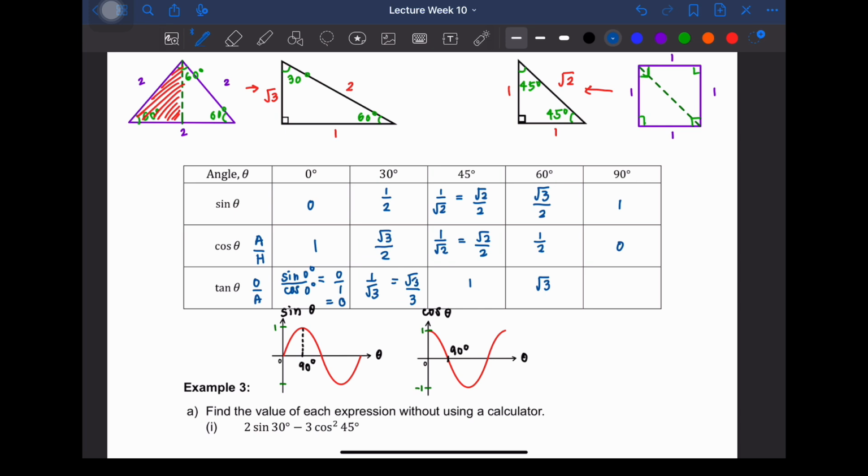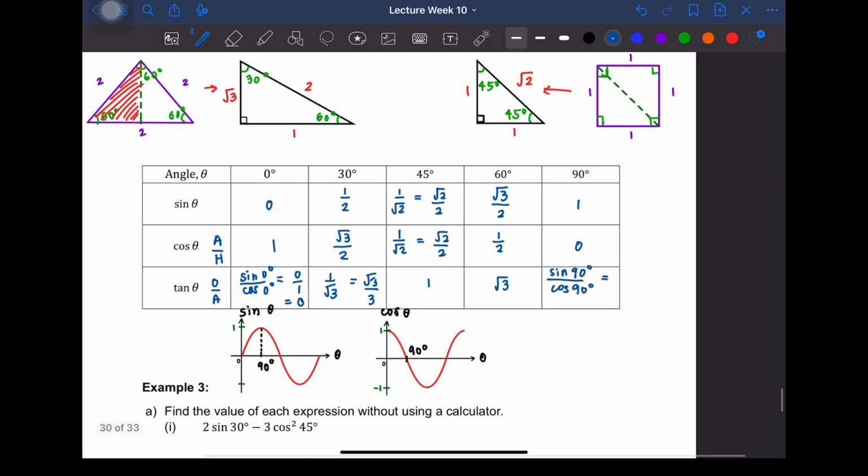Okay, and then for tangent 90, tangent is actually sine over cos. So we have sine 90 degree over cos 90 degree. So this is going to be equal to sine 90 is 1, cos 90 is 0. So we have 1 over 0. So when we have 0 as our denominator, then the value is undefined. Right? Okay, so now we already found all the values of sine, cos and tangent.